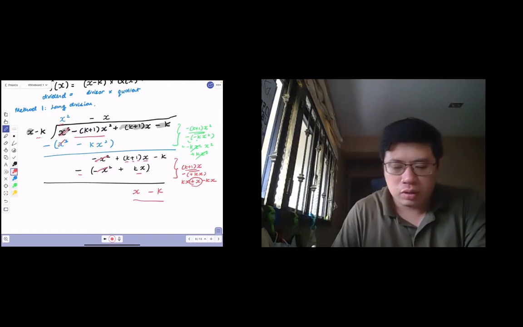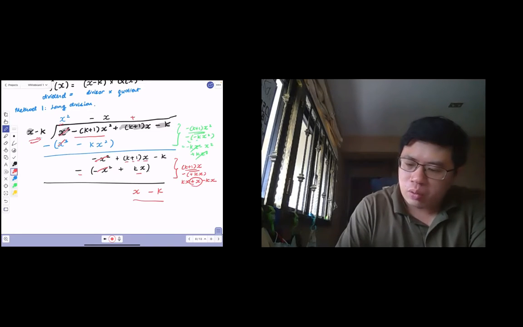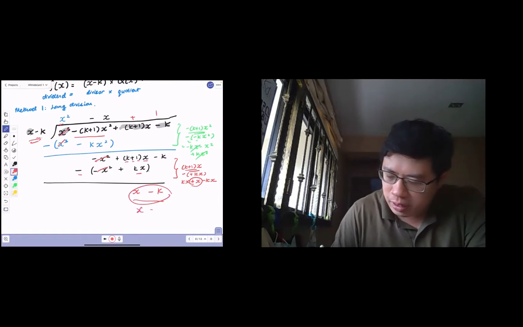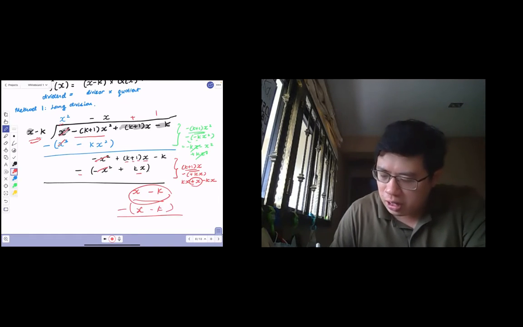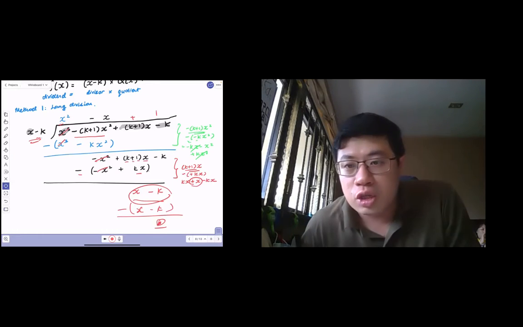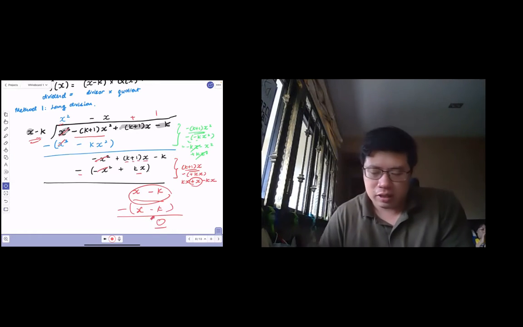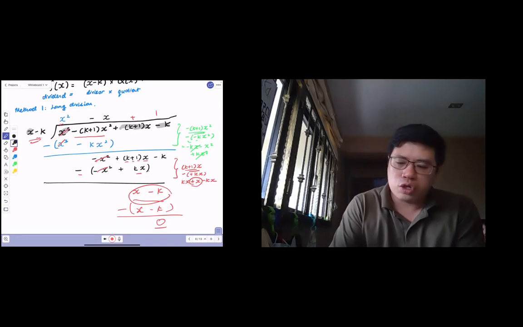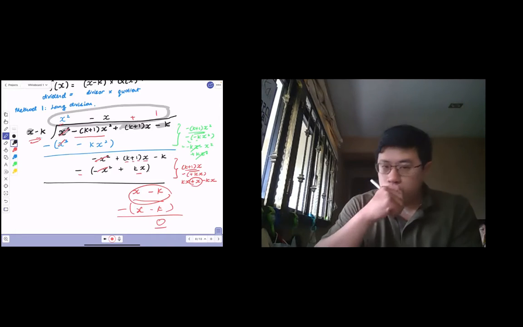Which is very ideal. x minus 1 multiplied by 1, that will give you another x minus k. And you can see that definitely the remainder should be 0. Why is it 0? Because remember, it's a factor. So this is our quotient over here.